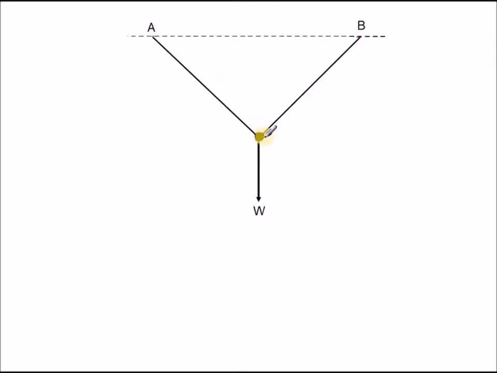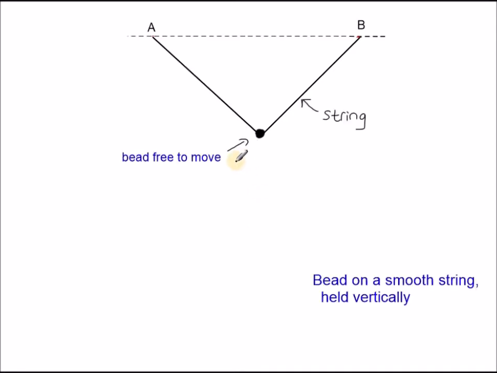When we let go of the bead, the weight of the bead will make the string tight, so there's a tension force throughout the string. And remember, the bead is free to move around, it's not attached to the string at any particular point. The string is threaded through the bead, and we can say that the bead is on a smooth string, so we're not looking at any frictional forces between the bead and the string either.